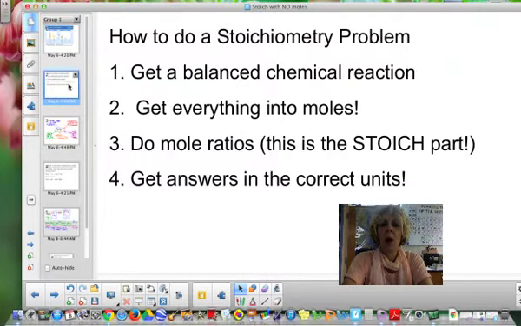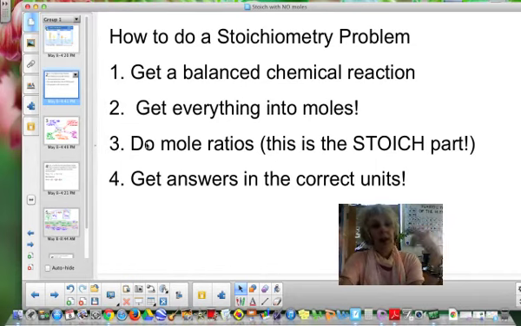To do a stoich problem, you have to basically do 4 steps. First, you have to get a balanced chemical reaction, and the coefficients, the big numbers in the front, are going to be the mole ratios that we're going to use. The second step is you have to get everything into moles. You cannot do a mole ratio until you have everything in moles. The third step is the stoich step: you do a mole ratio. In the problem we just did, it would be 2 moles of bread for every 1 mole of cheese. That would be the mole ratio.